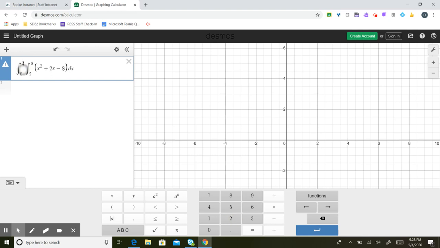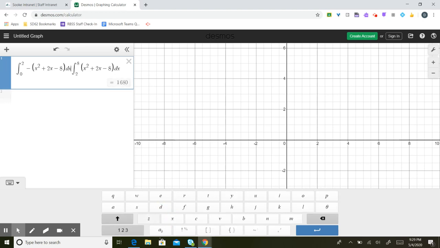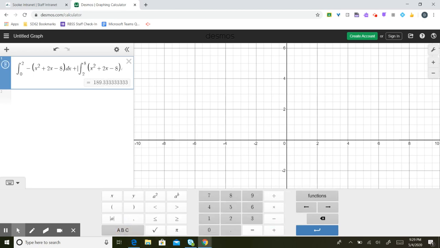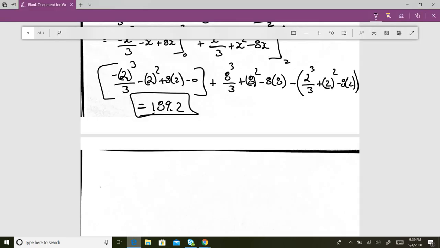0 to 2 of bracket negative x squared plus 2x, x squared plus 2, minus 8 bracket x plus that. And it gives you 189.3 repeating. What did I get? 189.2. So close enough. A rounding error, probably on my part.